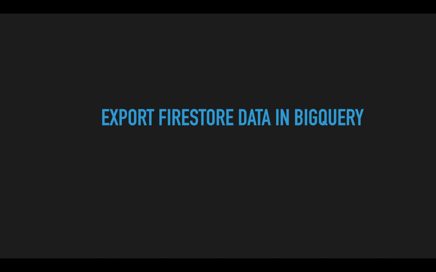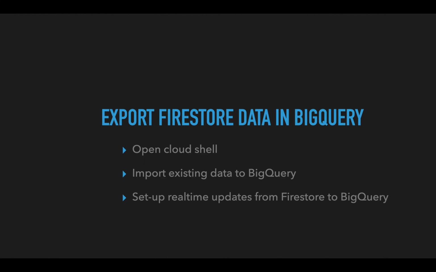So, how do you export Firestore data in BigQuery? Well, there are just three steps. You open the Google Cloud Shell, import your existing data to BigQuery, then for the recurring updates, you set up the Firebase extension. Oh yes, there is one more step. Sit back, relax, and then watch how it works. Let's do it, shall we?